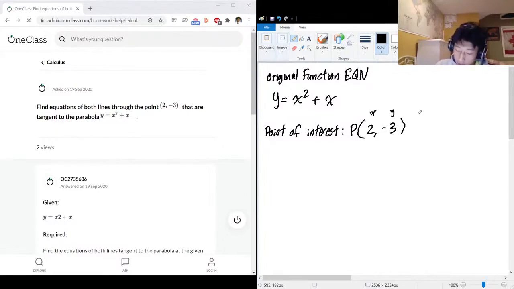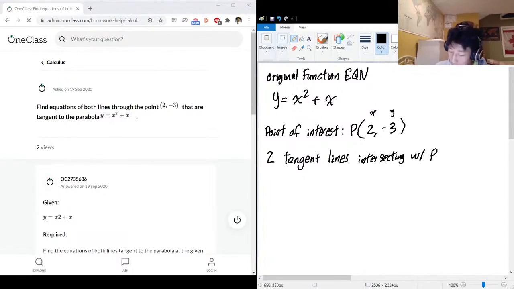Okay, so we have to find the two tangent lines intersecting with point P. First, let's do a little analysis of our original function equation. We see that the leading coefficient for the x squared term is +1. Since it's positive, this parabola is going to be opening upwards, like a cup or a U shape.